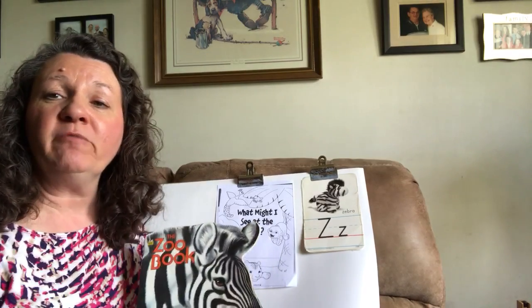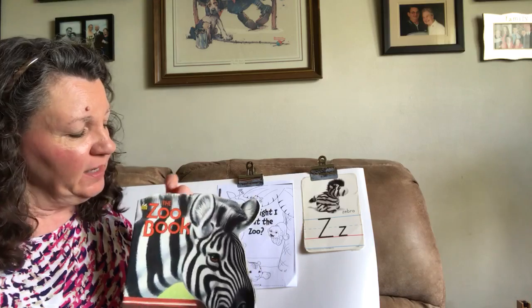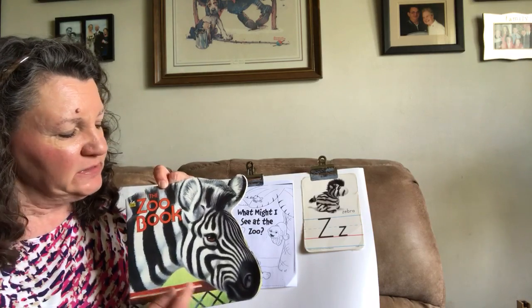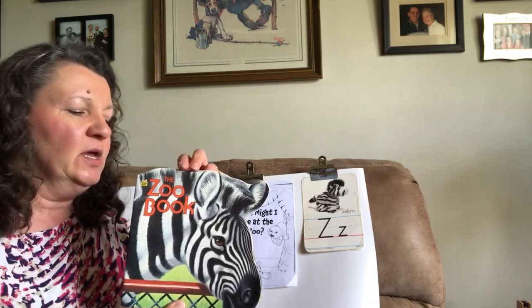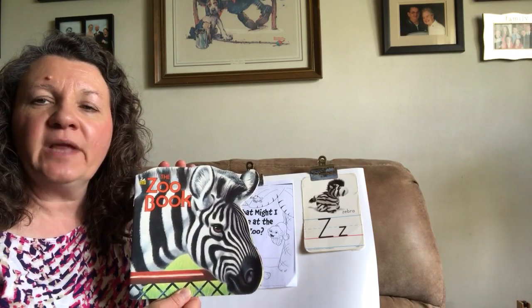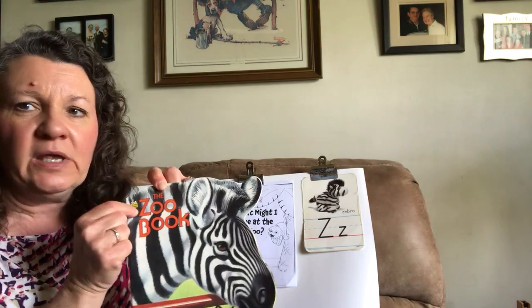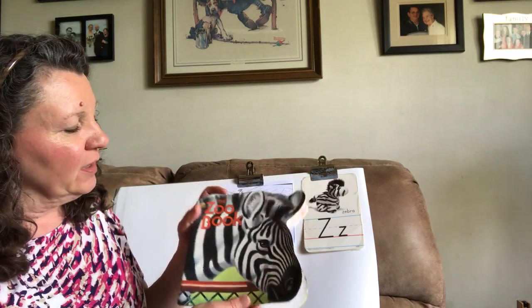And today we're going to be reading a special book called the Zoo Book. Okay, and what animal do we see on the cover of this zoo book? Yes, it's a zebra. Okay, we know it's a zebra because it has the black and white stripes on it. So this is called the Zoo Book, and we're going to learn about a lot of different animals that we might find at the zoo. And zoo begins with what letter? Z. Z for zoo. Okay.